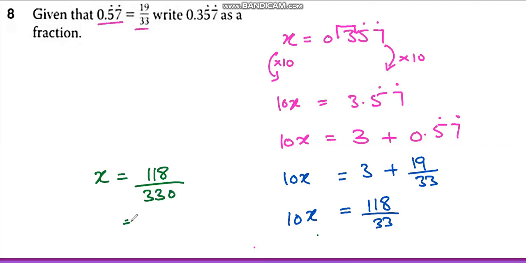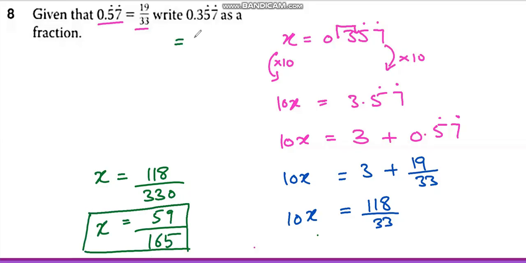And further, if we divide both numerator and denominator by the highest common factor, or we can also use calculator to simplify, we get 59/165. So this is the final answer. Like we can write 0.357 as 59/165. Now let's proceed to next question.